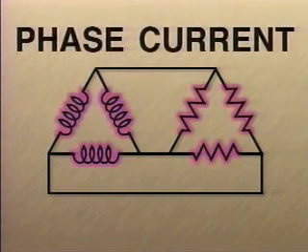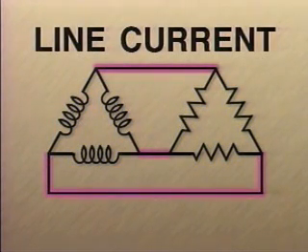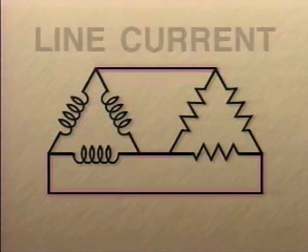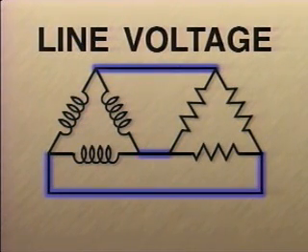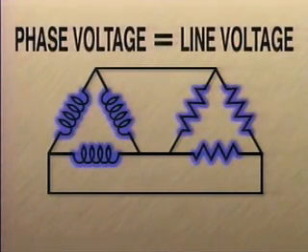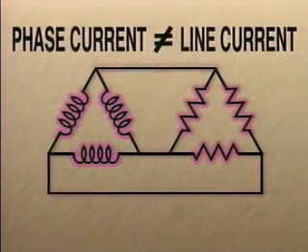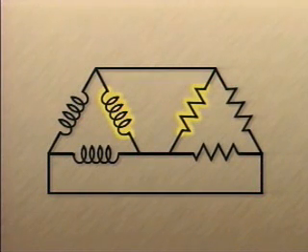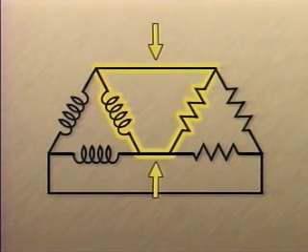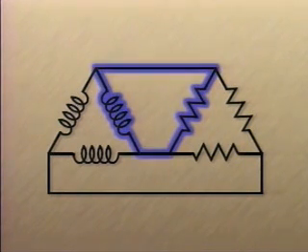The current that flows through the coils or the resistors is called phase current. The voltage that's applied across the resistors or induced in the coils is called phase voltage. The current that flows through the wires is called line current, and the voltage that's applied to the wires is called line voltage. In a delta-connected system, the phase voltage equals the line voltage, but the phase current does not equal the line current. Each coil or resistor is connected across two wires, so the voltage in each coil or resistor is equal to the voltage in those wires.